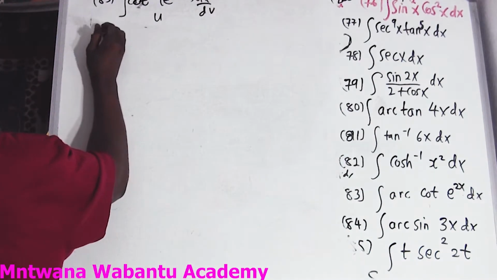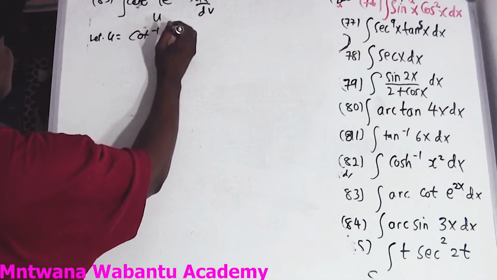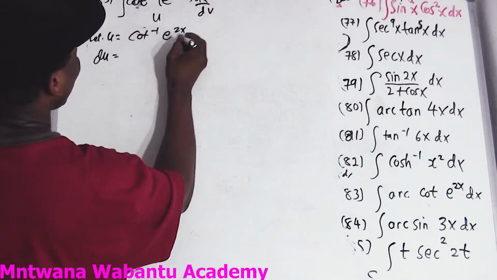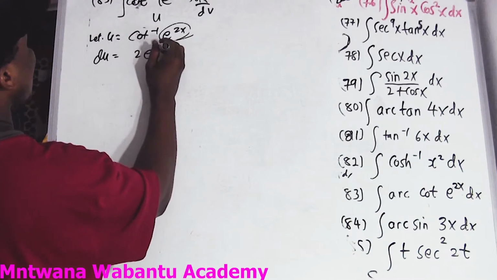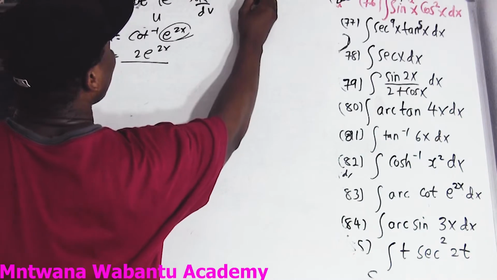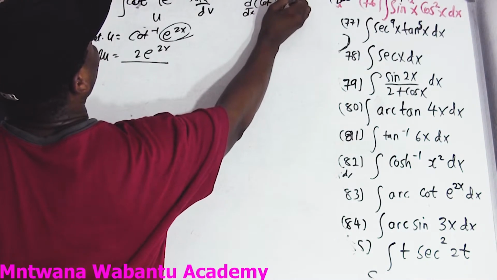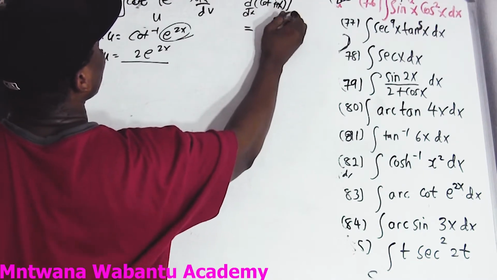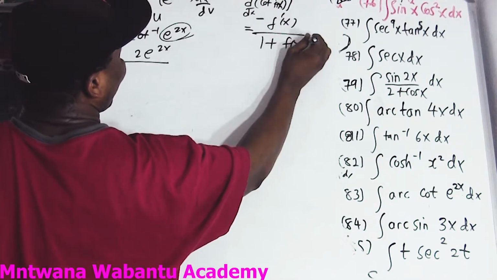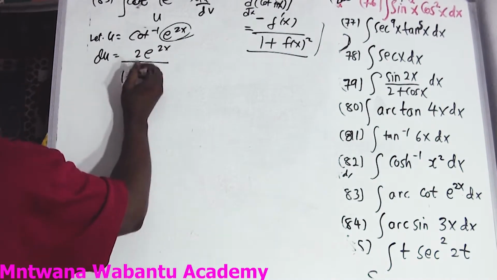So let u equal cot inverse of e^(2x). Differentiate: du equals, when you differentiate this, you have to derive whatever you have inside, so you're going to get e^(2x). And then for cot, this is what you do: when you differentiate cot inverse of a function, it becomes the derivative of your function, but there must be a minus, and then it's over 1 plus f of x squared. This is for cot.